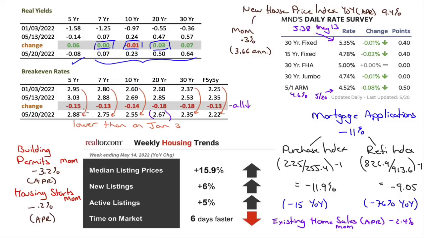Here are the break-even rates from the 5-year out to, well, we'll cut it off there. There's the 30-year. This is the 5-year forward.